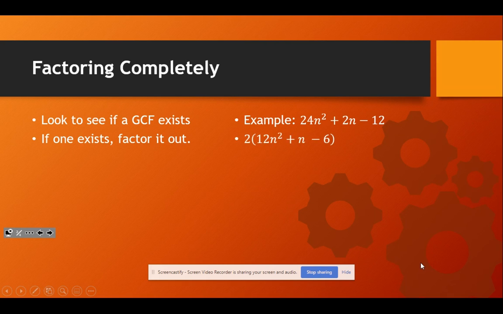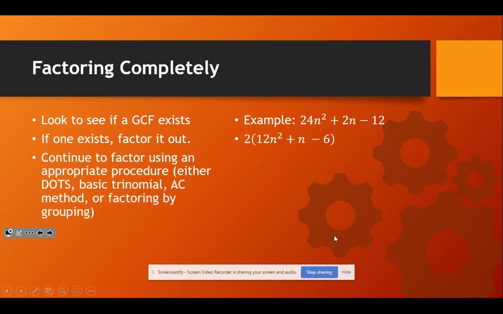In my example, starting with 24n squared plus 2n minus 12, there's a GCF of 2. So I factored it out to leave me with 12n squared plus n minus 6. The next step is to continue to factor using an appropriate procedure. In this case with my example, since we have a 12 in front of a trinomial, we want to do it by AC method. So I'll first be finding my factors of negative 72 that add up to positive 1, and that gives me positive 9 and negative 8.